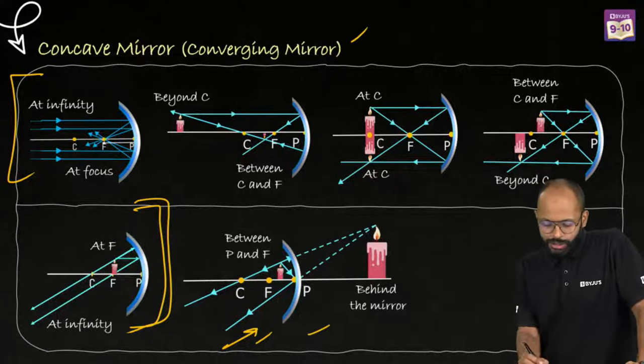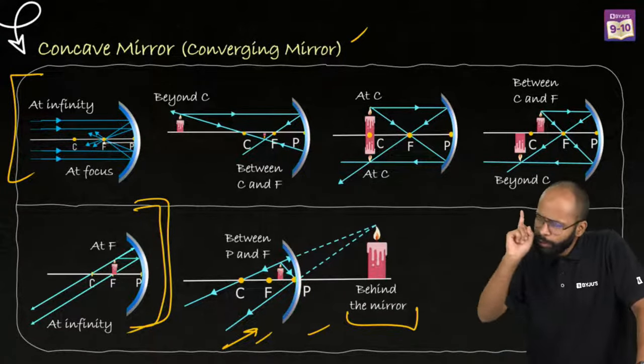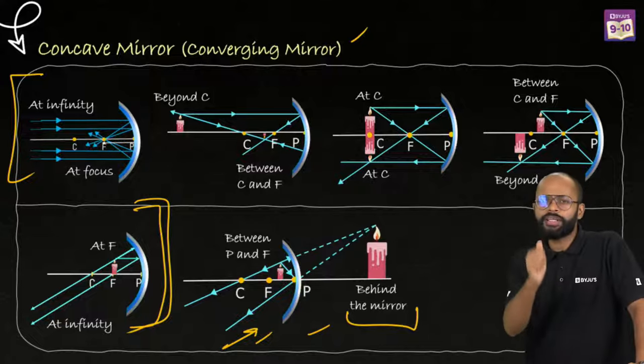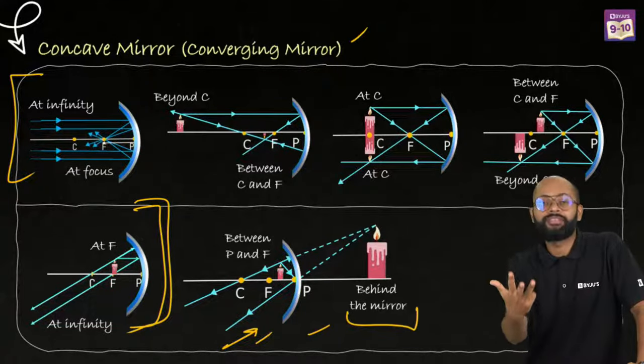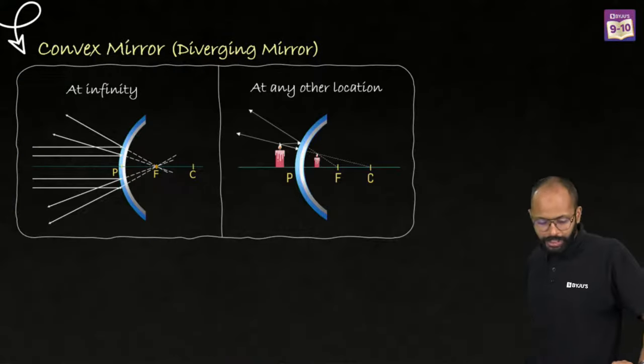So that's why this case is special, and in this case, this is only one case where you get virtual, erect and magnified image. Theek hai, achha aur zaroori case hai bhai ye, theek hai, aa jao.